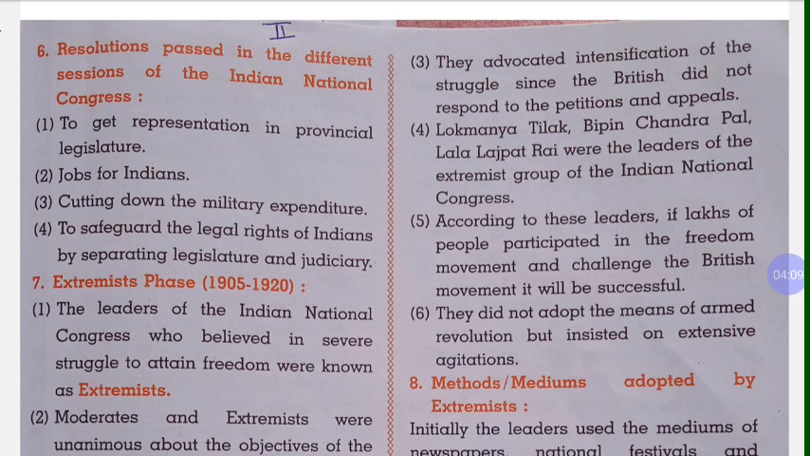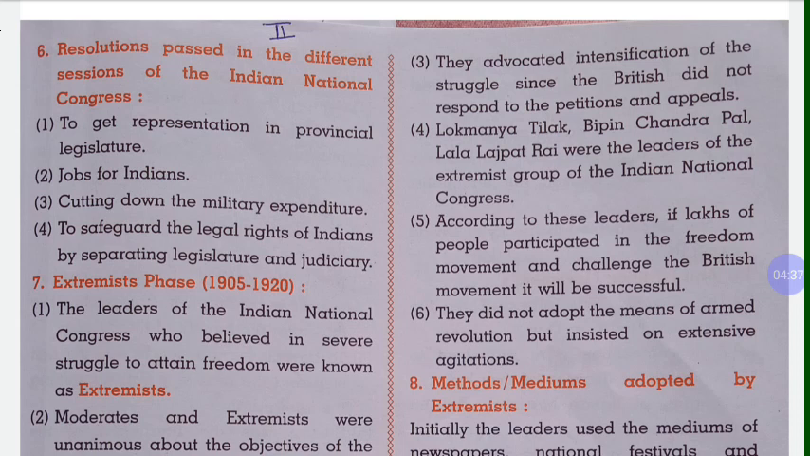According to these leaders, if lakhs of people participate in the freedom movement and challenge the British, the movement will be successful. उनका एक विश्वास था, if so many people come together, then only we can succeed. If the movement starts, everyone starts taking out rallies, then only we can succeed. They did not adopt any armed revolution. Now what is armed revolution? उन्होंने कोई weapon, gun का इस्तेमाल नहीं किया.